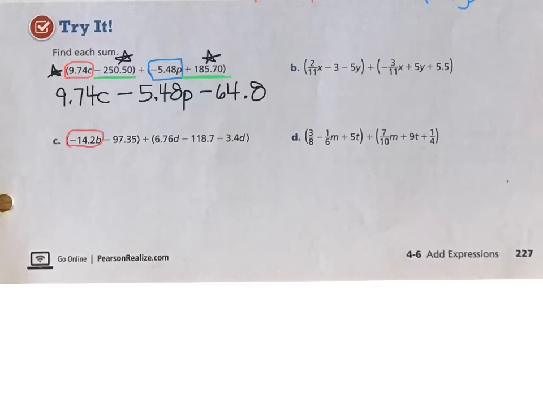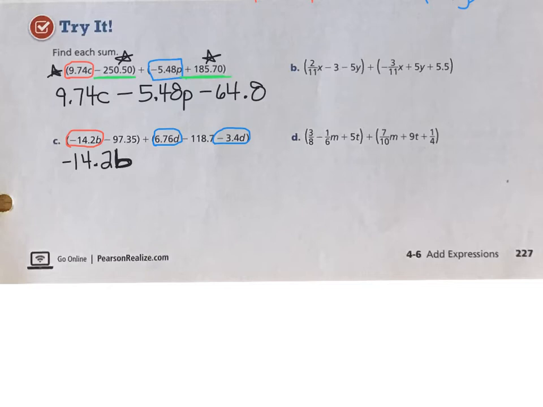The first variable term I see is a negative 14 2/10 b. I don't see any other terms that also have the letter b with them. So what that tells me is that term will simply just be copied into my answer. And that's a b, not the number 6, so be careful how you write that. Okay, next I'm going to look for any other variable terms. And I have 6 76/100 d, and I have a negative 3 4/10 d. So I'm going to be putting those two values together.